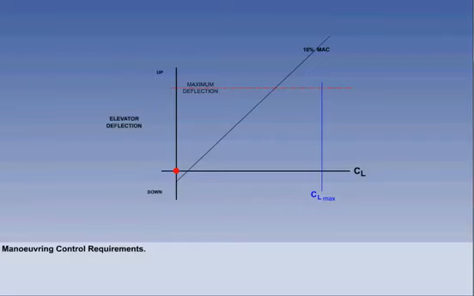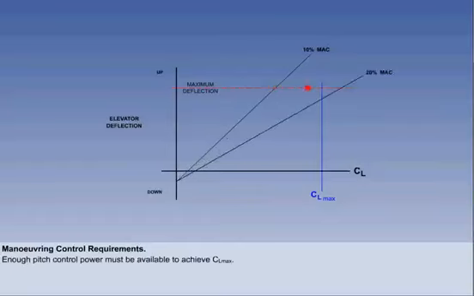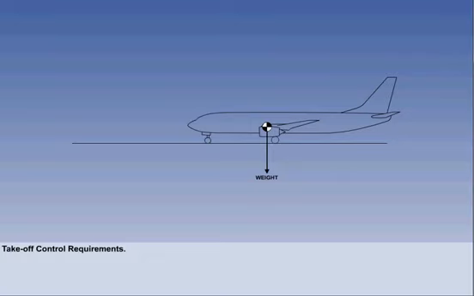The aeroplane should have sufficient pitch control power to achieve the maximum usable lift coefficient during manoeuvres. The illustration shows that with the CG forward at 10% MAC, the maximum elevator deflection is not capable of trimming the aeroplane at CL max. But with the CG slightly further aft at 18% MAC, maximum elevator deflection is now capable of trimming the aeroplane at CL max. Now for a look at the takeoff control requirements.